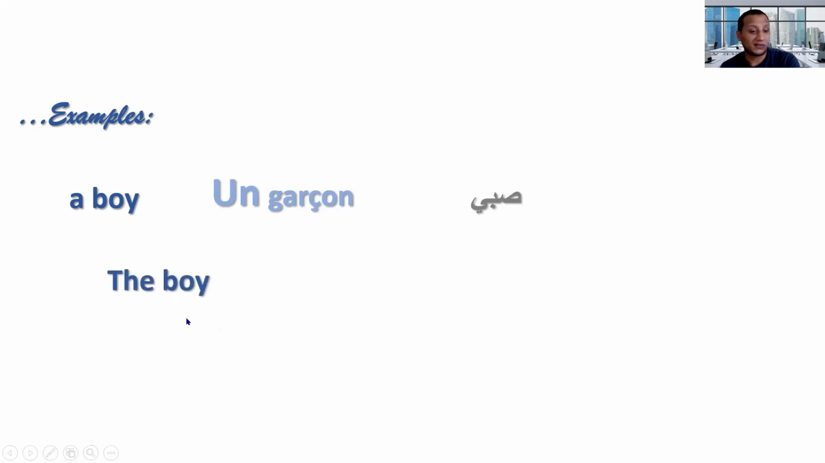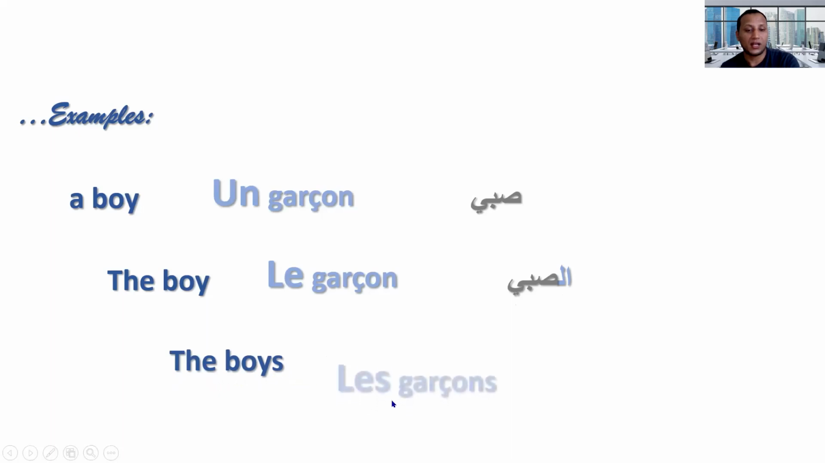If we are talking about a specific boy, we use, of course, the definite article the. In French, because boy is a masculine noun, we use le garçon, as we said in our rule. We used alif wal lam in Arabic, as-sabi. Okay, guys, more examples. The plural of boy, the boys. Les garçons. In Arabic, al-sibyan.